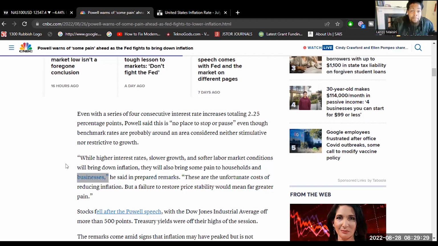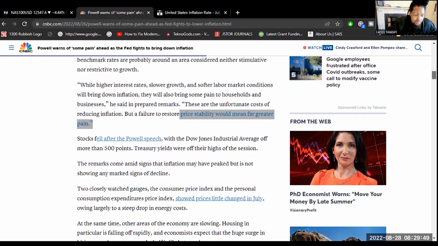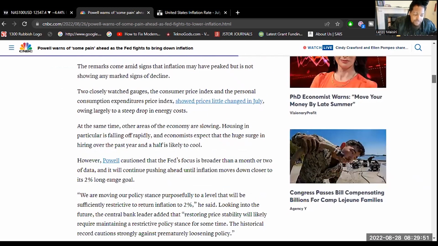Stocks are businesses. NASDAQ is an index of 100 tech stocks. Businesses expect more pain, he said in prepared remarks. These are the unfortunate costs of reducing inflation. But a failure to restore price stability would be far greater pain. I'm not even going to bother with the rest of the statement. The Dow fell 1,000 points.